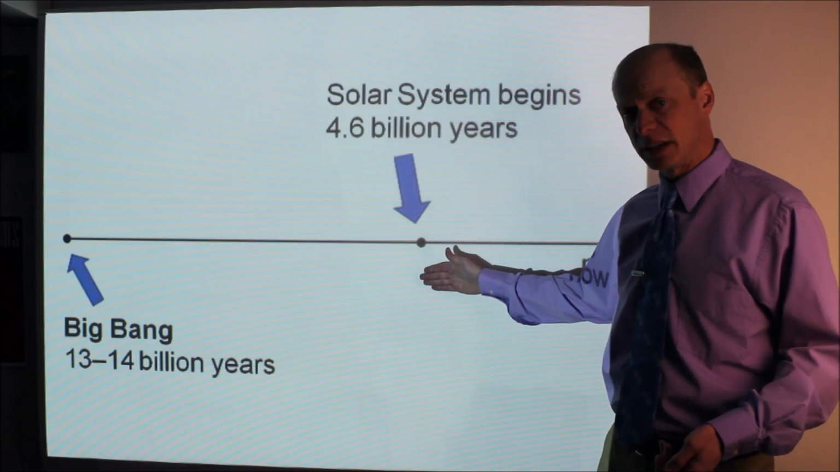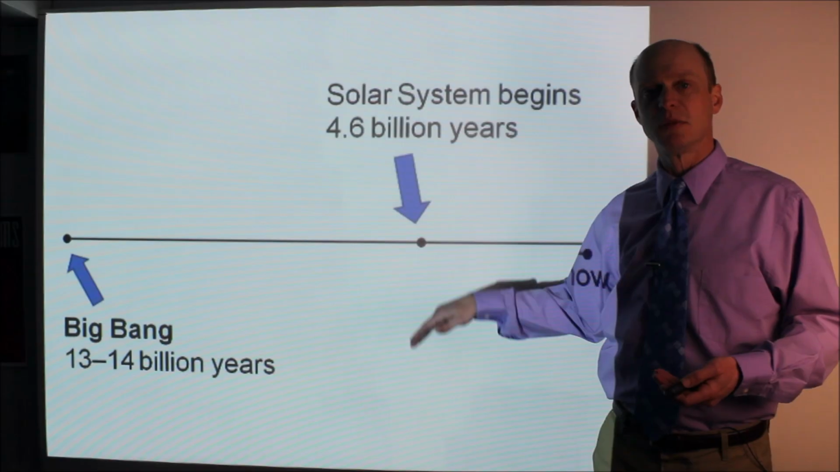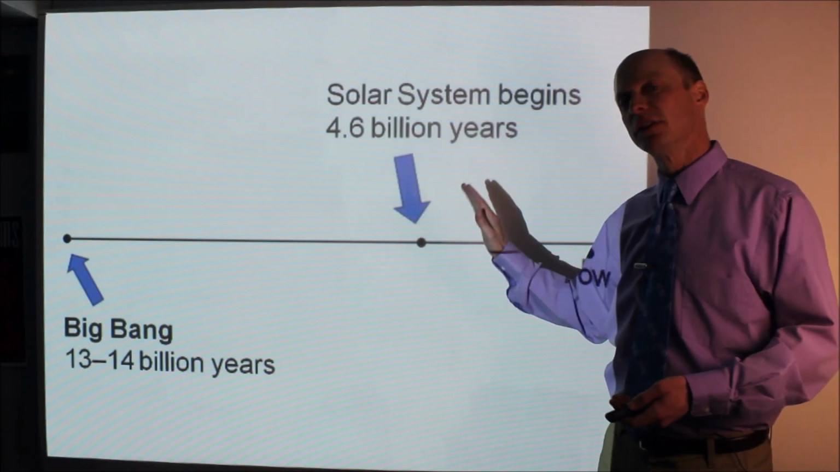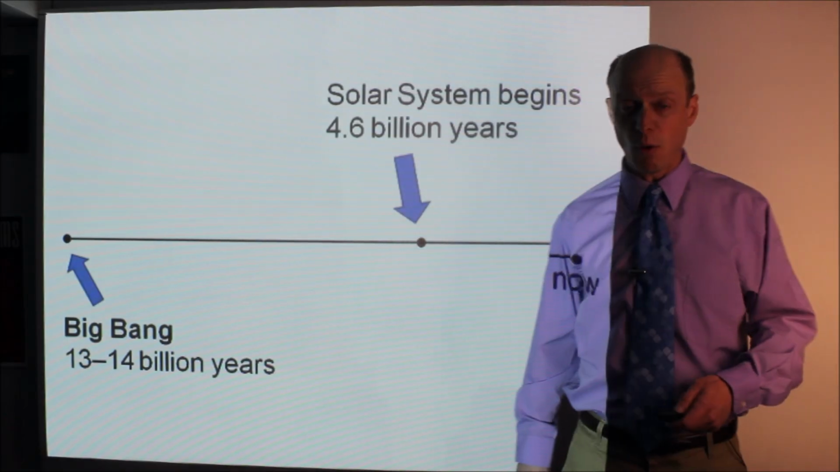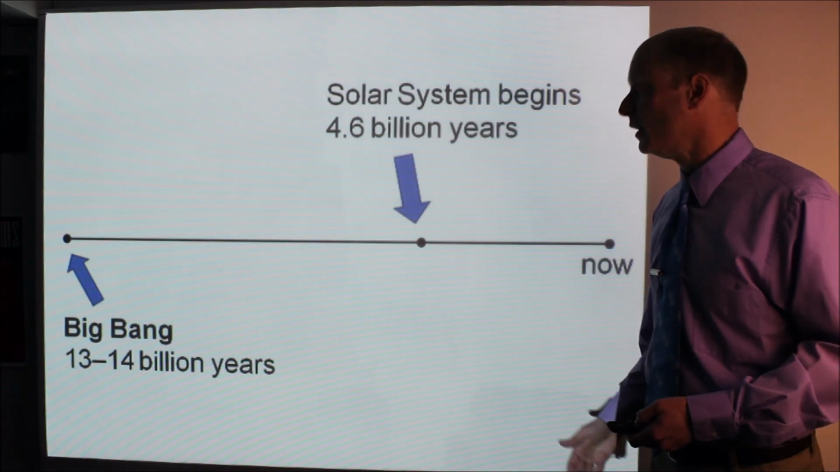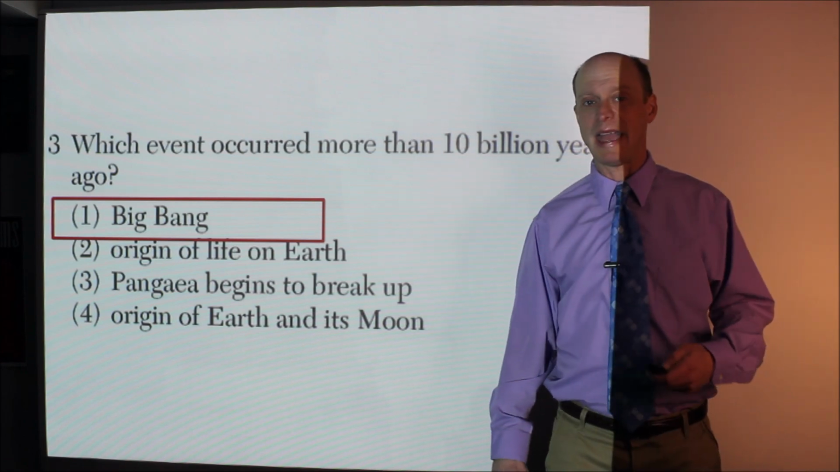The solar system begins about 4.6 billion years ago. And the solar system, the sun, the planets, Earth all started here. So anything else that happened on Earth, any evolution, is all going to occur in here. Therefore, you have to know this, have some perspective on it. And your answer here is going to be choice 1, the Big Bang.